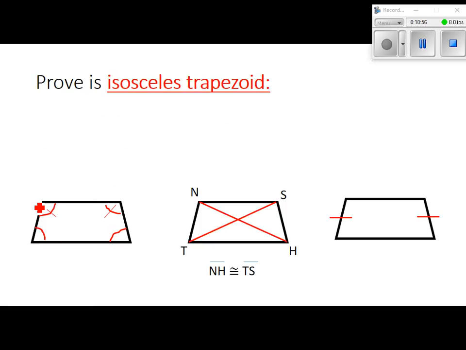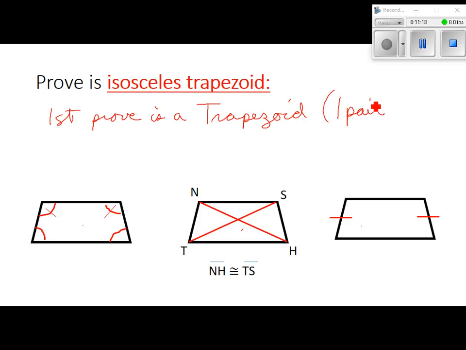To prove something is an isosceles trapezoid, we can use any of those three properties. First, you're going to have to prove it's a trapezoid, and you do that by proving one pair of sides are parallel. So if you know one pair of sides are parallel, then you know it's a trapezoid. Then you can prove it's an isosceles trapezoid by any of these three methods.